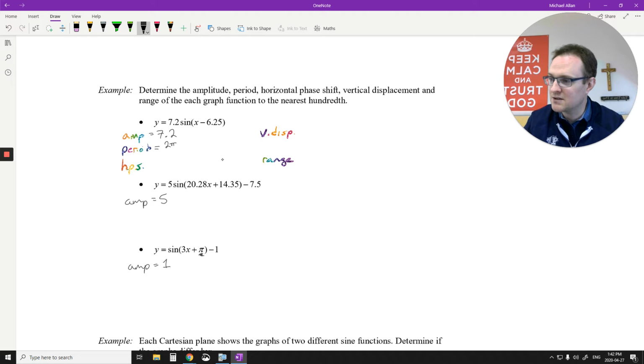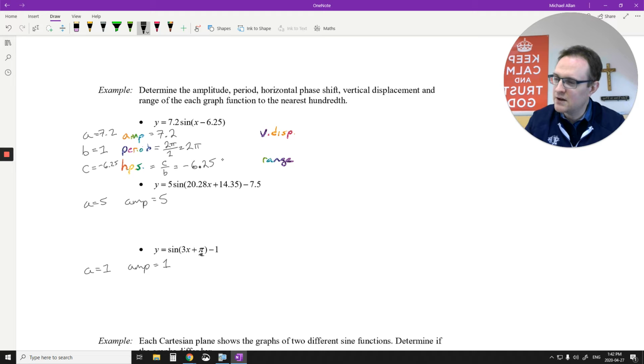So the original period is 2 pi divided by the b value. Let me just write down the b values. The b value for this one's 1, so it's going to be 2 pi divided by 1. So my period is just 2 pi. Looking pretty good. My horizontal phase shift is going to be the c value divided by my b value, which in this case is negative 6.25.